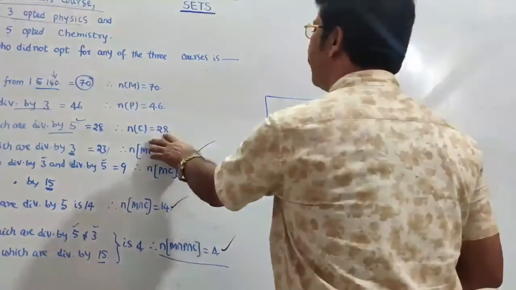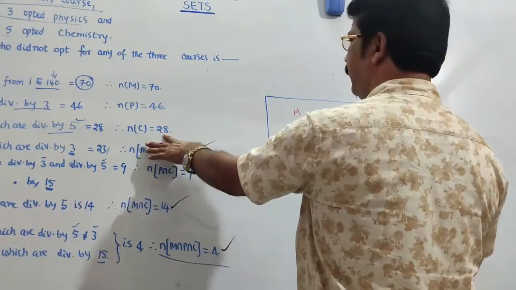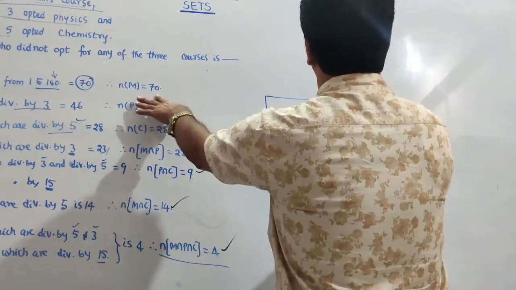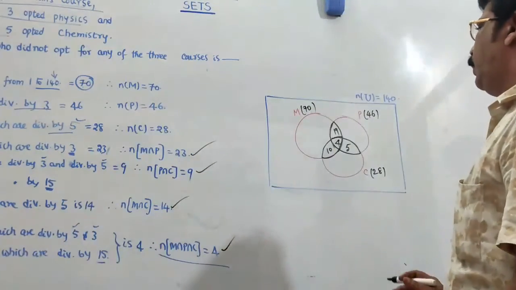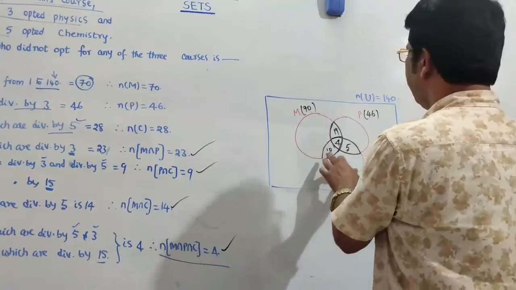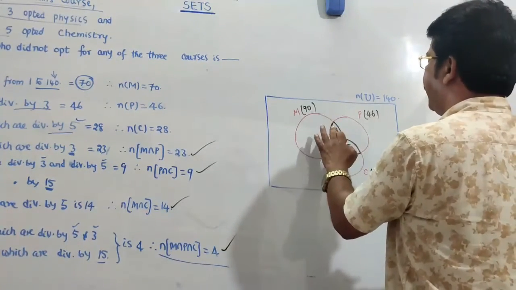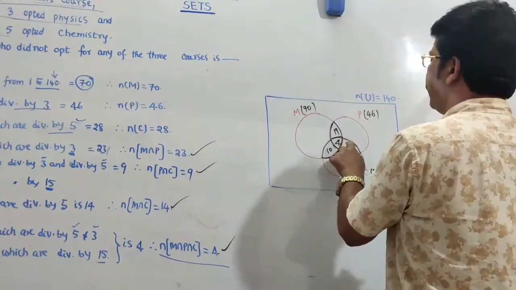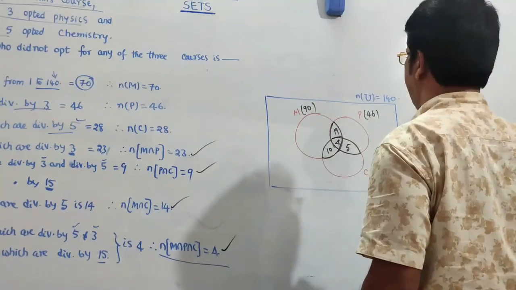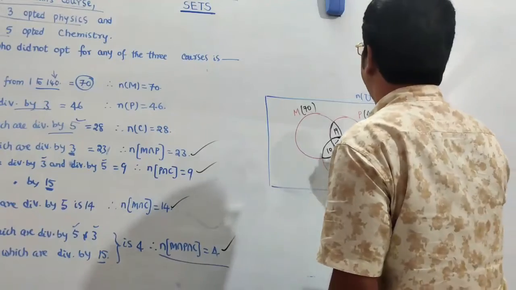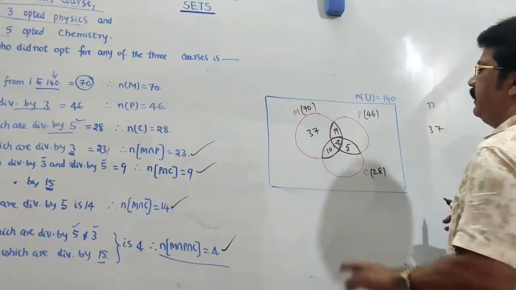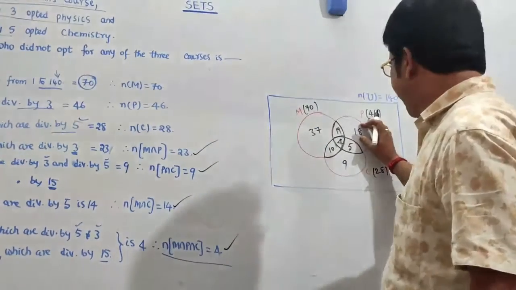Okay. Next, n of C is 28. N of P is 46. Next, n of M is 70. Okay. Next, the total is 70. So 10, 20, 29, 33. So 33 means 7, 40, 37. So this part is 37. Okay. Next, 19. Understand? You can fill like that, 18, 9.